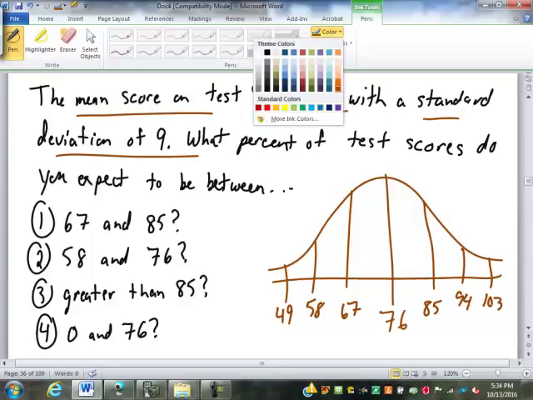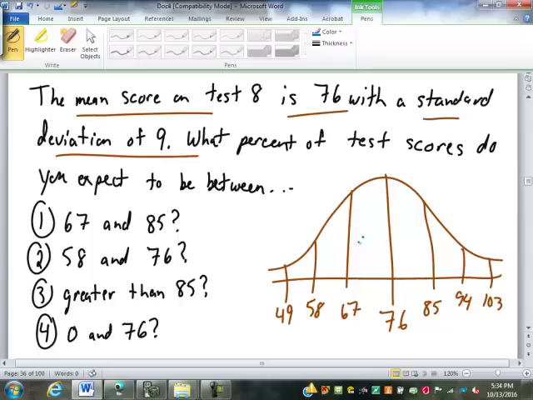What percents go in each of these spots? What goes in here? 34.13%, yes. And that goes on both sides. What goes here? 13.59% on both sides. Next one out? 2.15%, yes. And on the outside? 0.13%.